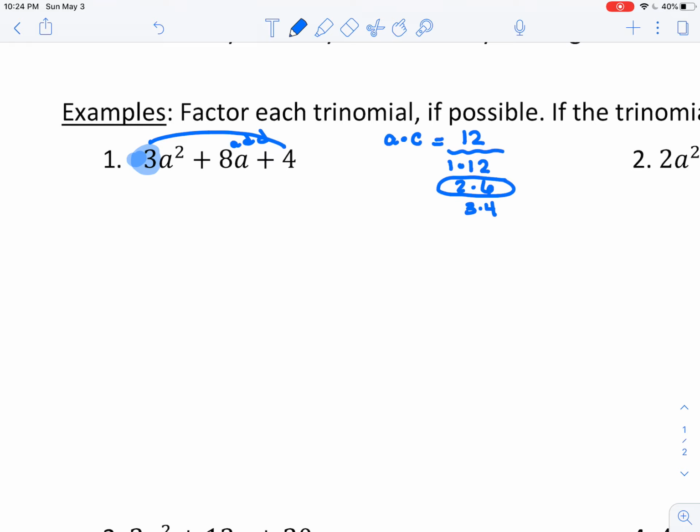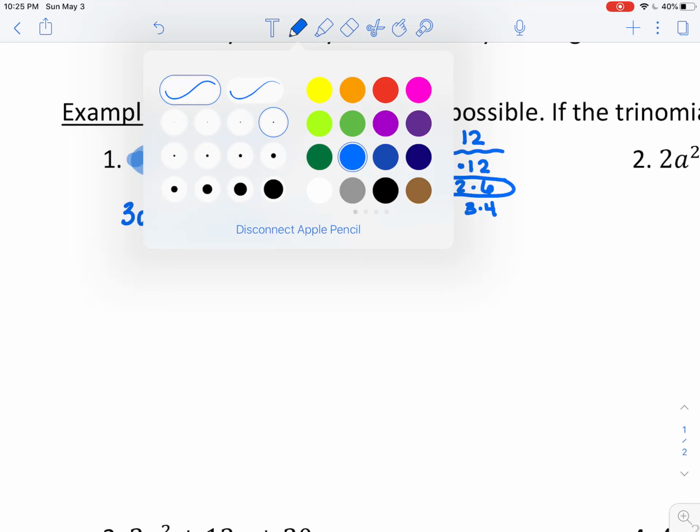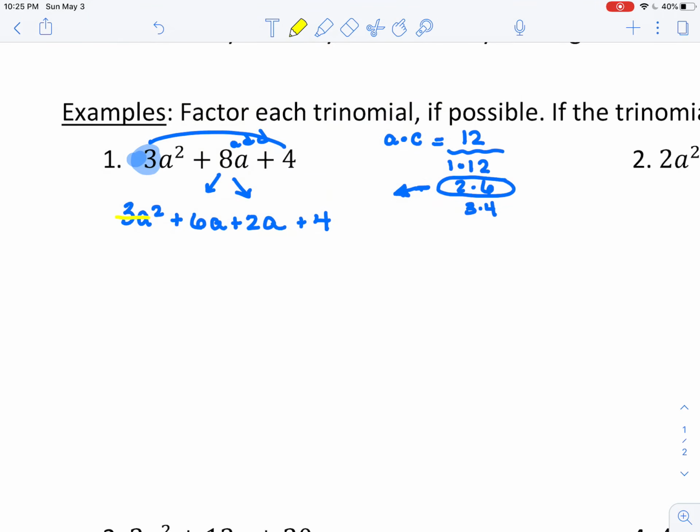Instead of going directly to factoring, we're going to use those two numbers, 2 and 6, to rewrite the middle term. So I still have my 3a squared, but now instead of 8a, I'm going to rewrite it as plus 6a plus 2a, and then plus 4. So these factors told me how to rewrite the middle term. I broke 8a into 6a's and 2a's. That's really the only new part of today's lesson.